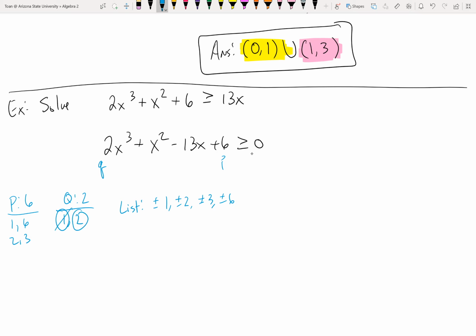Move on to the 2. So divide everything by 2. Plus or minus 1/2. I don't have to write 2 over 2. Plus or minus 3/2. And I don't have to write 6 over 2. So that's their entire list.